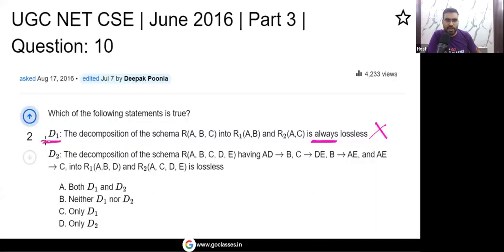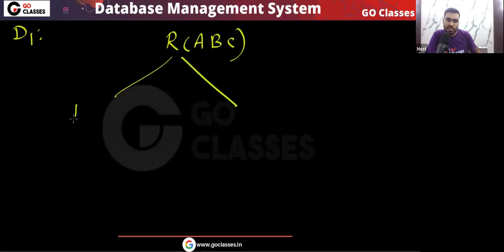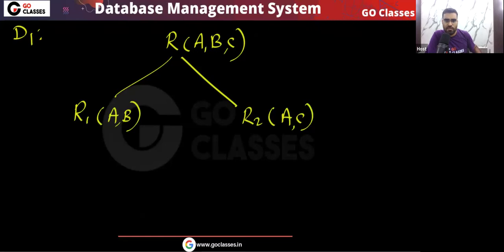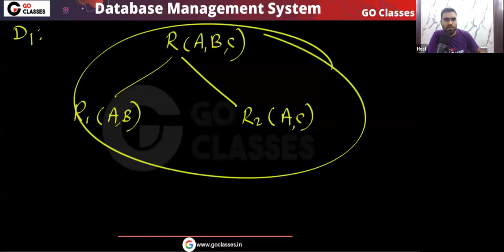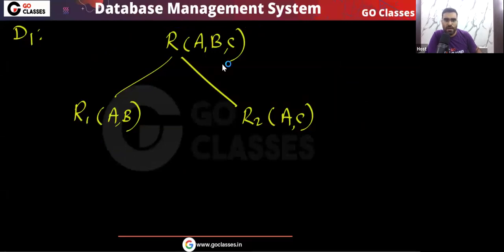So let's see this statement D1. You are decomposing this relation R into R1, R2. What we are doing in this statement D1, see, this relation R you have, that is ABC, and we are decomposing this into R1, which is AB, and R2, which is AC. Okay, so this is what we have. So tell me, when will this decomposition be lossless? Let me know.